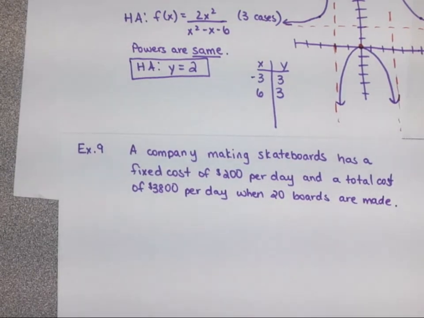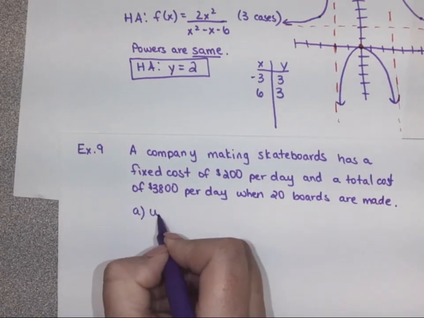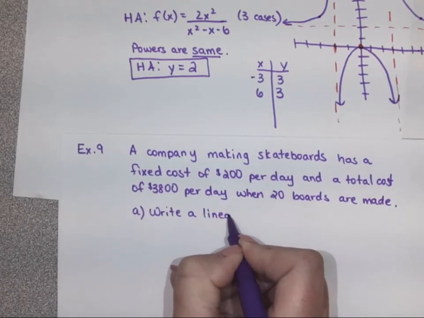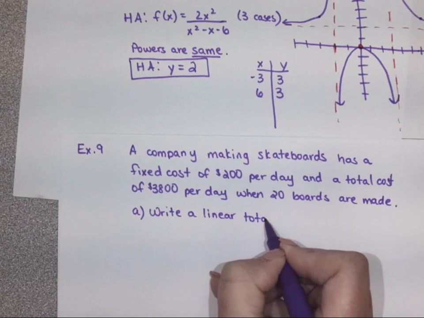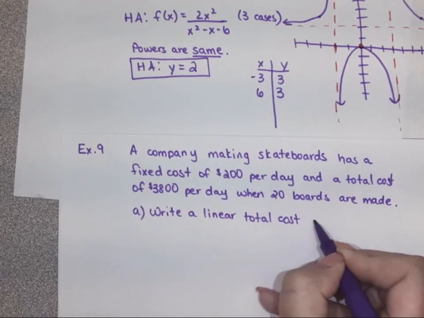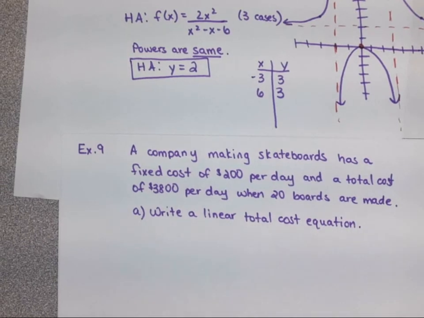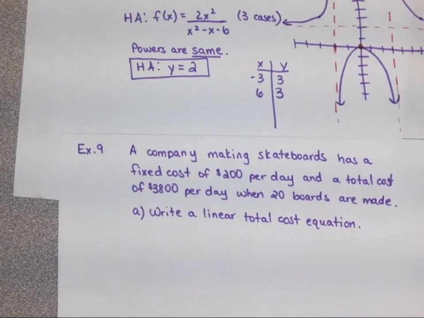So I'm going to ask you to take this information and we're going to see if we can do a couple of things here. So the first thing I want you to do is write a linear total cost equation. So that's the first thing we're going to do, and then we're going to use that for some other parts of this problem.